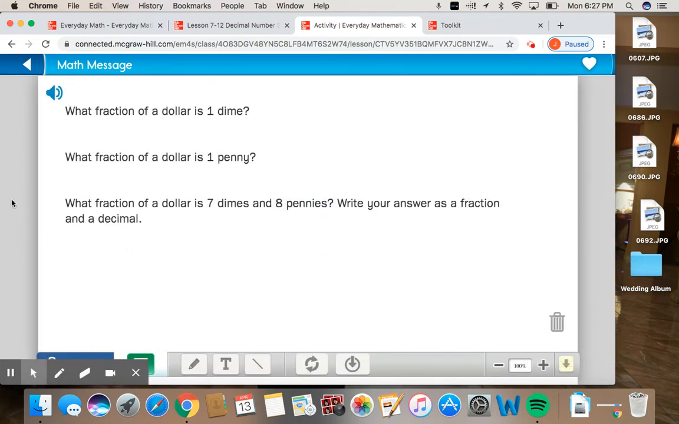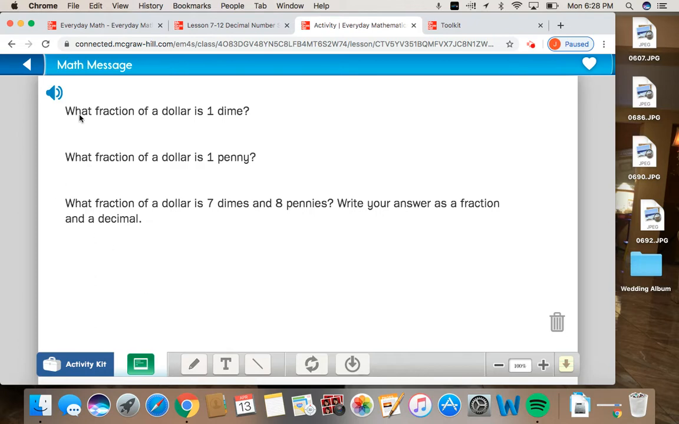And in your math message today, you have 3 questions. Here's the first question. What fraction of a dollar is 1 dime? What fraction of a dollar is 1 penny? What fraction of a dollar is 7 dimes and 8 pennies? Write your answer as a fraction and a decimal. So why don't you go ahead and pause the program, solve each part, and then we'll go over the correct answer. Please make sure you pause your program because I'm going to go ahead with the result.